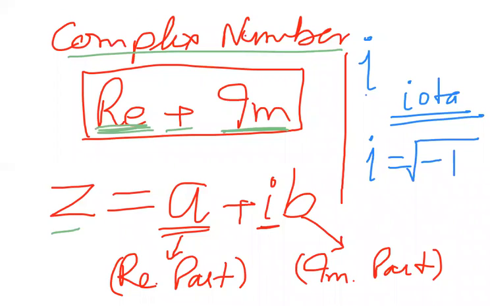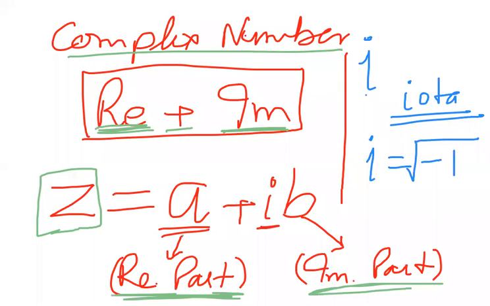Z is the symbol for the complex number. It is the representation in the form of a plus ib, where a is known as the real part of the complex number, and b is known as the imaginary part of the complex number. Now in this I am writing i.